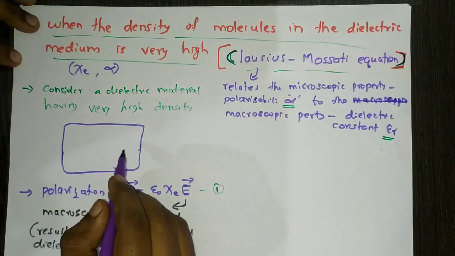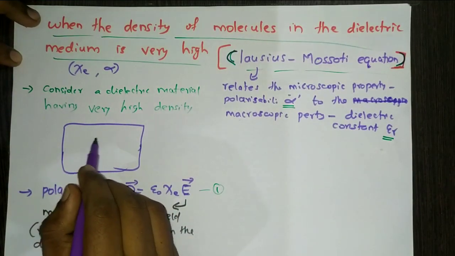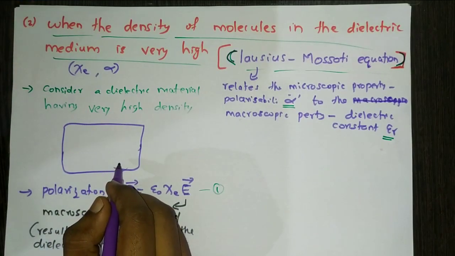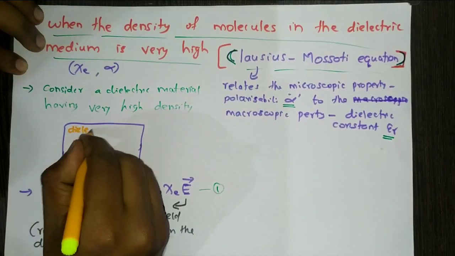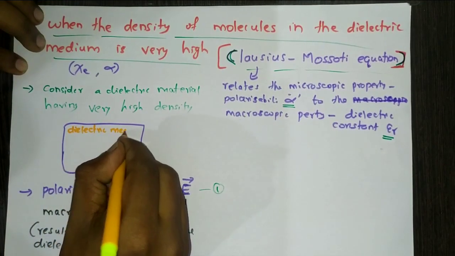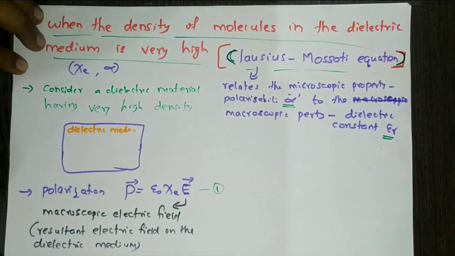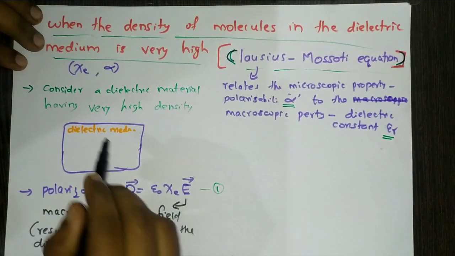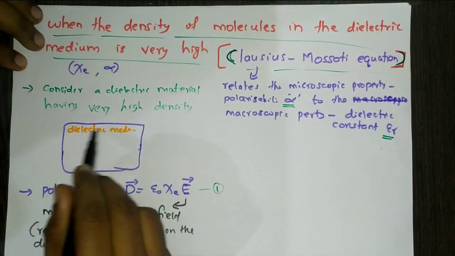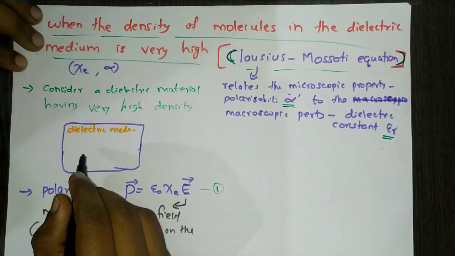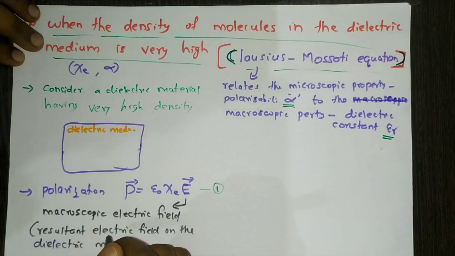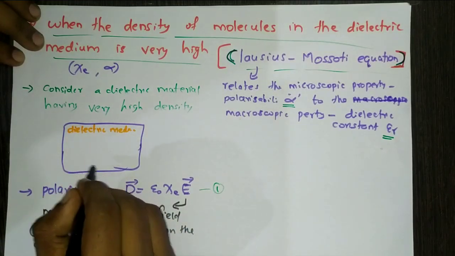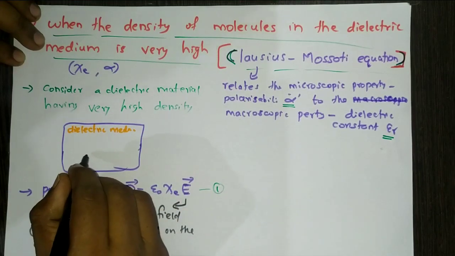We assume that each molecular dipole is situated at the center of a sphere of radius r. This is our dielectric medium, and after applying the external electric field E, this dielectric medium gets polarized.